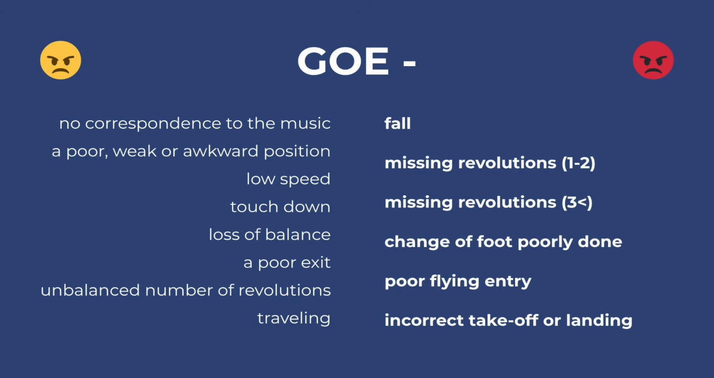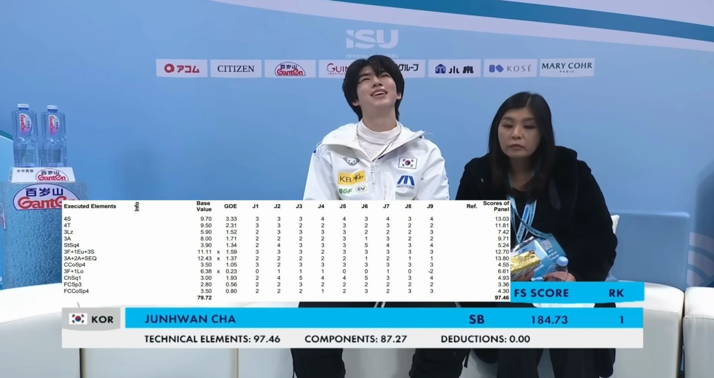Finally, in the case of more serious mistakes, the judges not only reduce the GOE, but they are also required to keep an upper limit of +2 overall. These errors can be a fall, missing 1 or 2 revolutions, missing 3 or more revolutions, the change of foot poorly done, or a poor fly and or incorrect takeoff or landing. So this would be the breakdown of how the spin elements in single skating are scored.